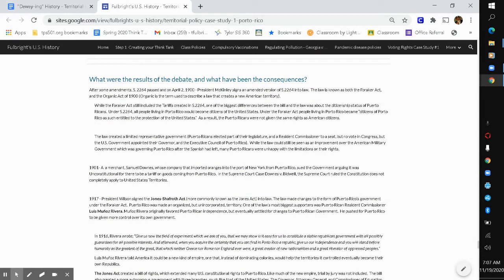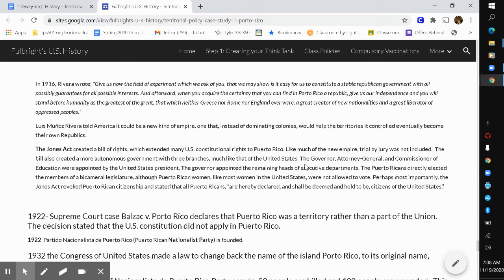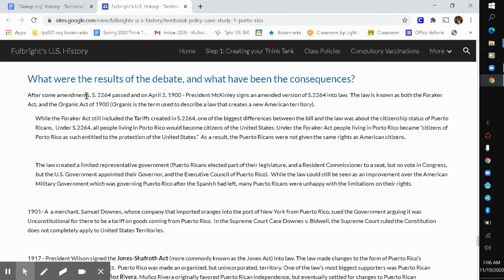We're down here. What were the results of the debate and what were the consequences? The bill was passed on April 2nd, 1900. It was signed into law. It's known as the Foraker Act and the Organic Act.